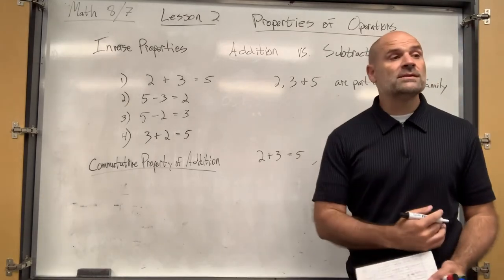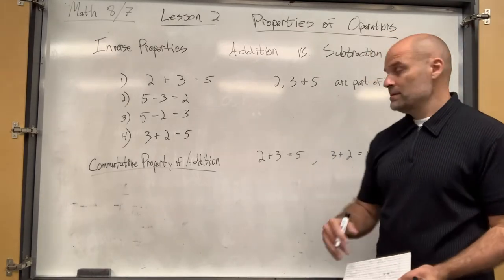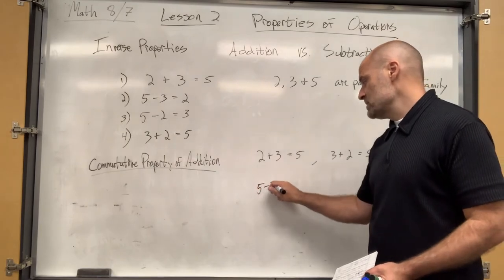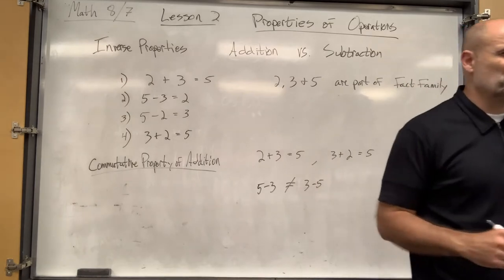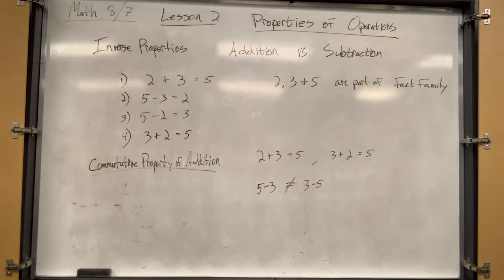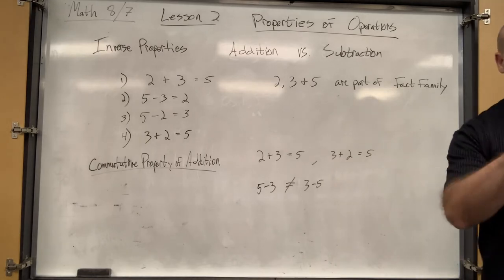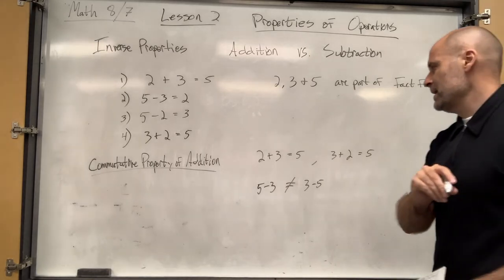But there's no such thing as commutative property of subtraction because it doesn't work. 5 minus 3 does not equal 3 minus 5. What's 3 minus 5? Negative 2. That's the opposite of 5 minus 3. So you cannot switch the order of a subtraction problem. Reason number 1 that subtraction is dumb. Okay?